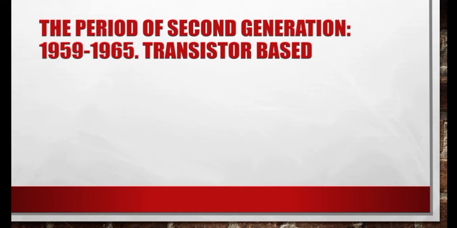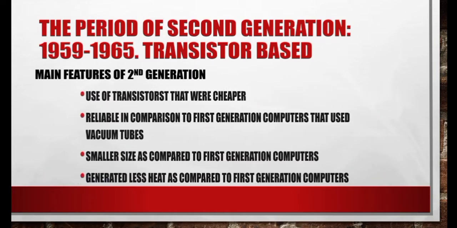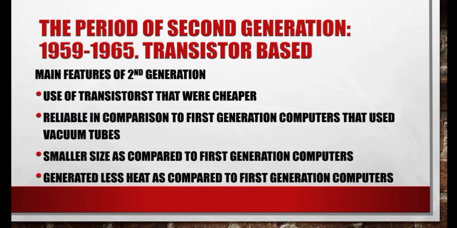Now I'll check the period of the second generation, between 1959 and 1965. They didn't use vacuum tubes as in the first generation. The second generation used transistors. What are the main features of the second generation? The second generation used transistors that were cheaper and more reliable in comparison to the first generation. These are the advantages of the second generation compared to the first generation, which used vacuum tubes.